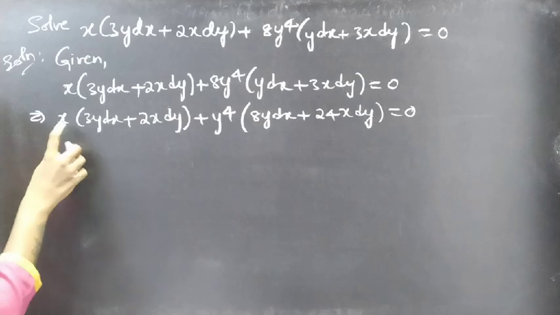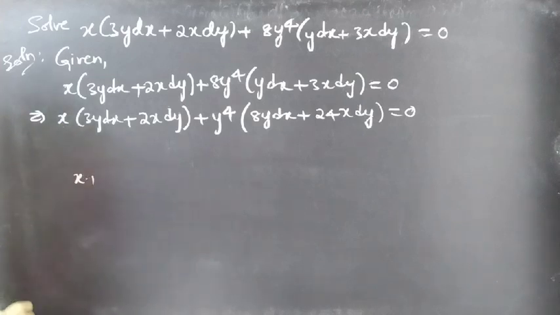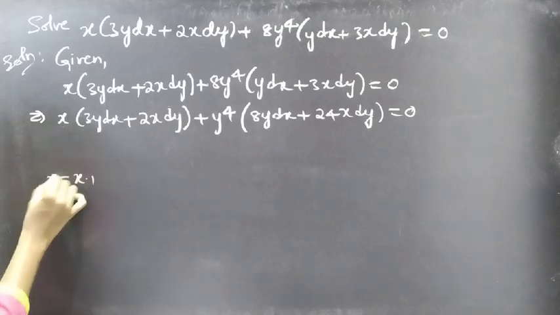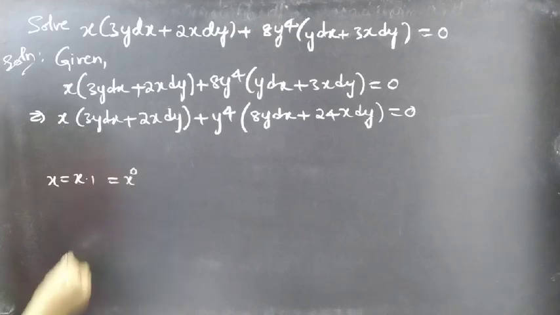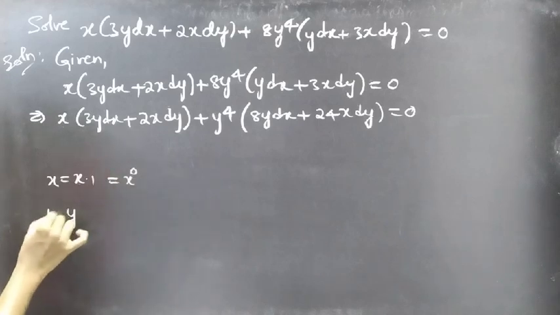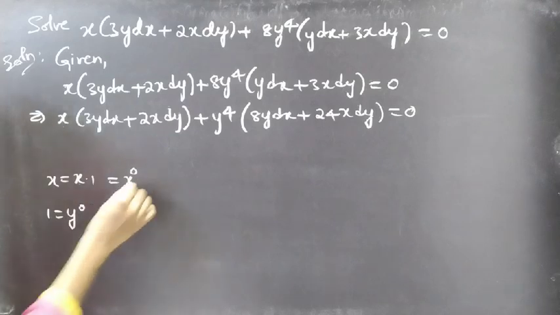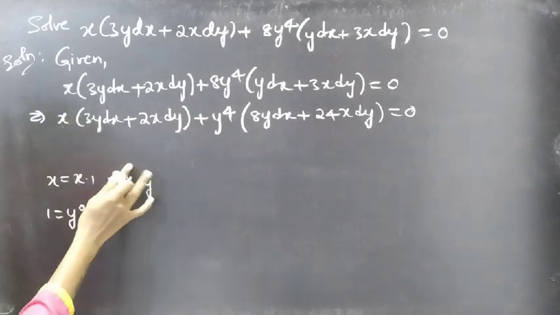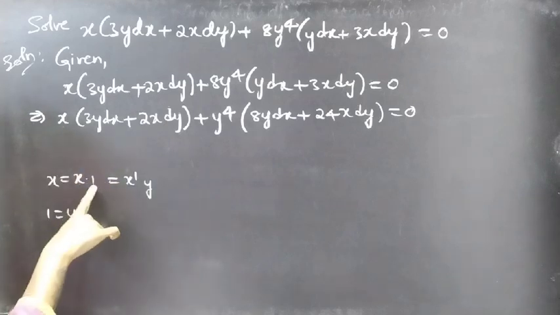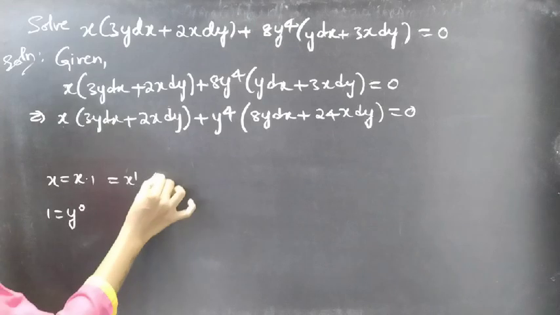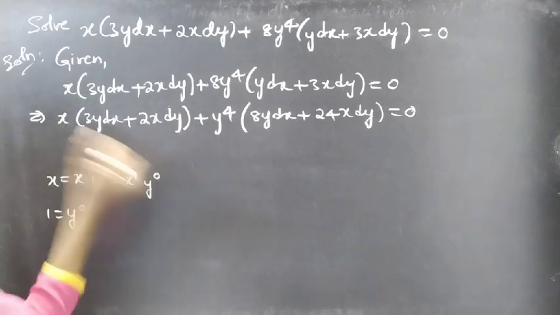Now we can write this x as x into 1, since x into 1 is x, right? And we can write this 1 as y power 0, since y power 0 is 1. So you can write x as x power 1, and this 1 as y power 0. So you can replace this x by x power 1 into y power 0.